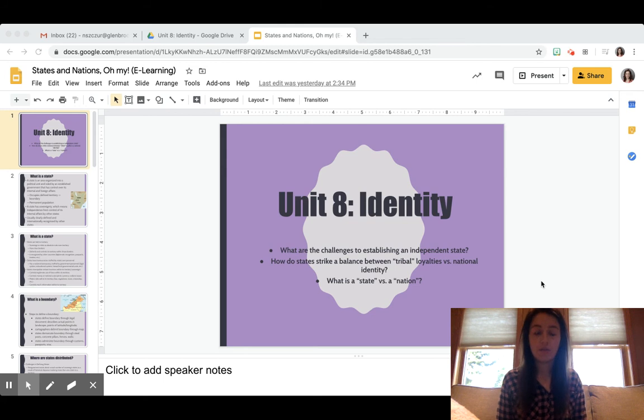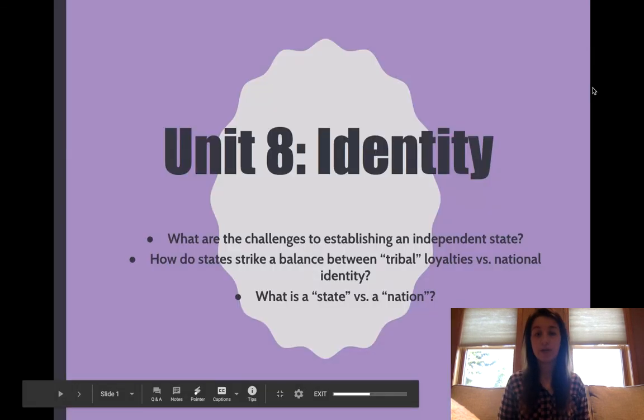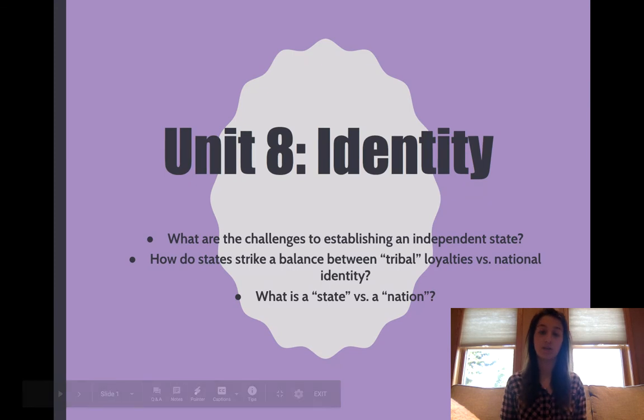Hey students, so these are your slides on states and nations. As you guys are watching this, be sure to follow along on the note guide sheet provided for you as well. Okay, so as I mentioned in the intro video, this is our first day of our Unit 8, and this unit really focuses on identity.